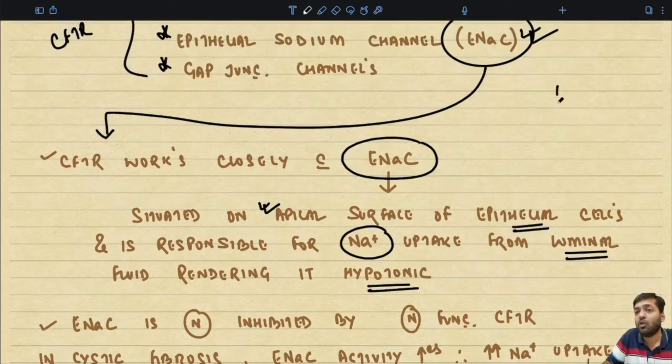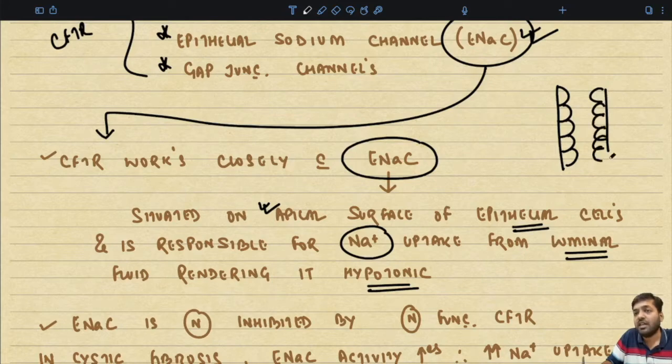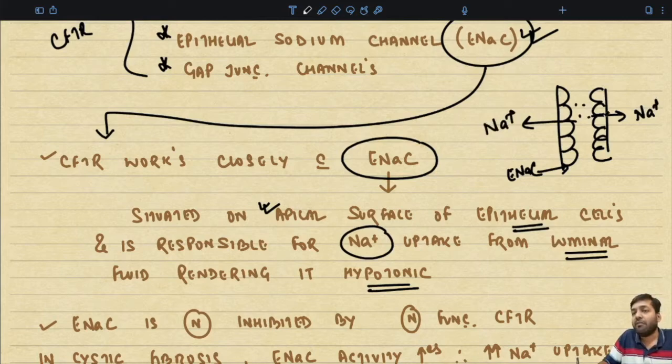So let me just explain you. For example, there are the epithelial cells over here. Very importantly, these epithelial cells have certain epithelial sodium channels. The function of this epithelial sodium channel is normally to cause reabsorption of sodium from this luminal fluid. So what is going to happen if an excess amount of sodium is reabsorbed? Along with that, water will be reabsorbed as well. So as a result, the lumen is going to become hypotonic. This is the normal functioning.